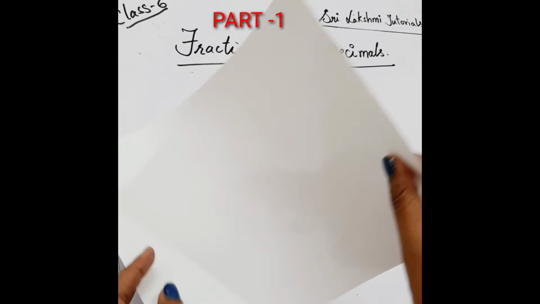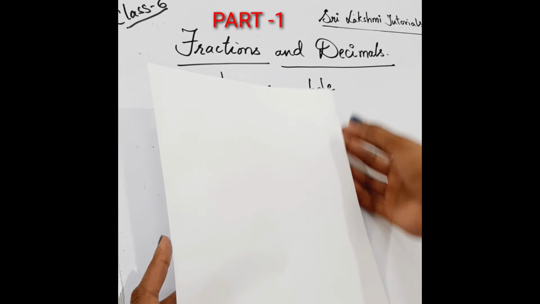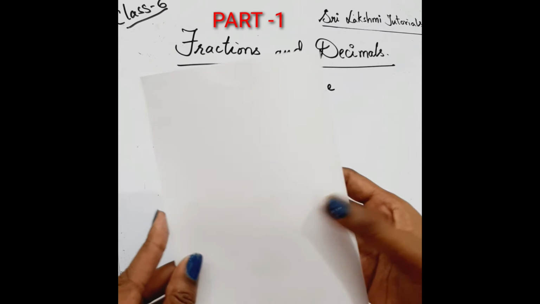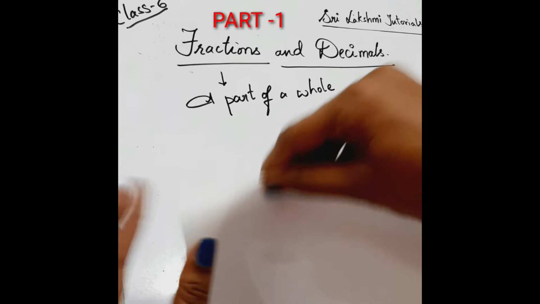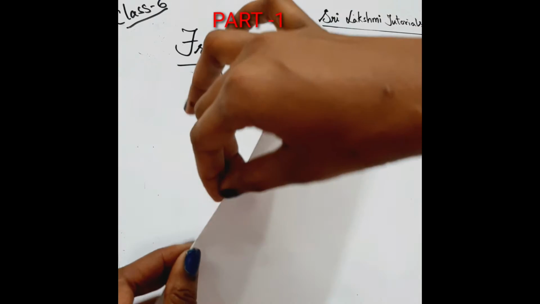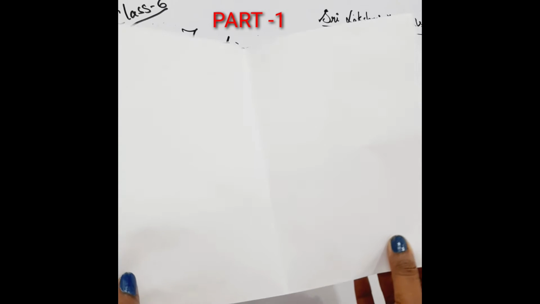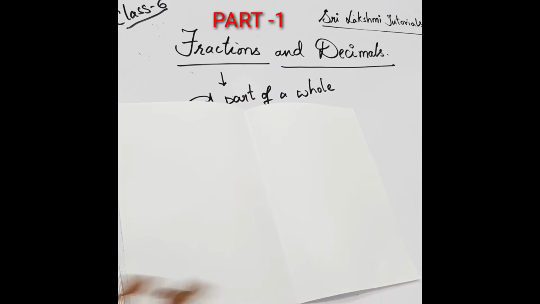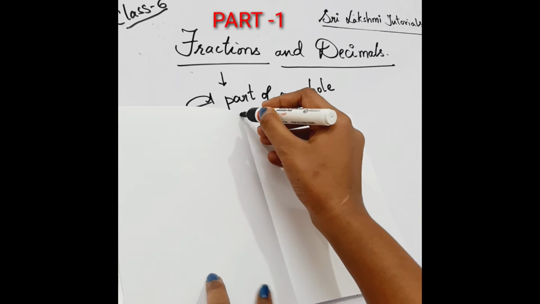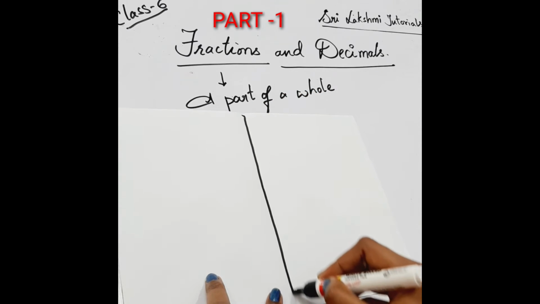So let's see now. I have taken a piece of paper. You can see a paper in my hand. I just want to make it into half, so I am folding it. You can see here I am folding this paper into half. I made it into two parts. The line which I am drawing here is dividing the paper into two halves.